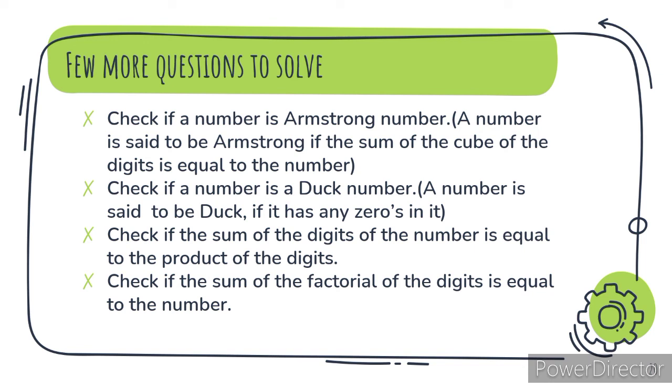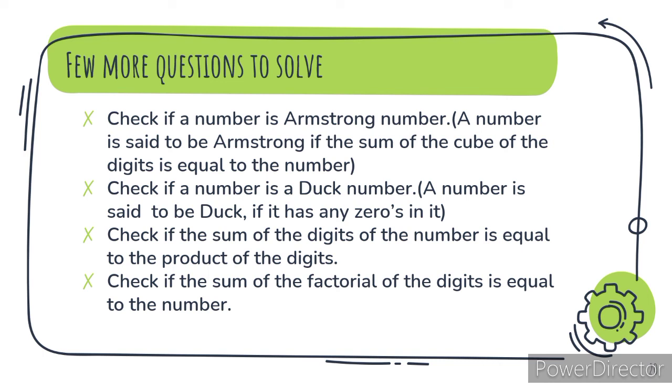There are a few more questions which you can solve. The first question says, check if a number is Armstrong. A number is said to be Armstrong if the sum of the cube of the digits is equal to the number. So similarly, you are going to extract the digits from the number, and with the digits that you get, that is d, you are going to find the sum of the cube of it. You take a variable s equal to 0, and then within the loop where you are getting the digits, write s plus d asterisk d asterisk d, that is the cube of the digits.